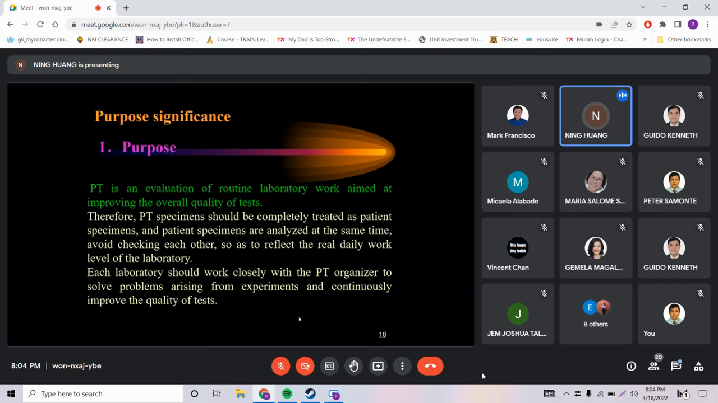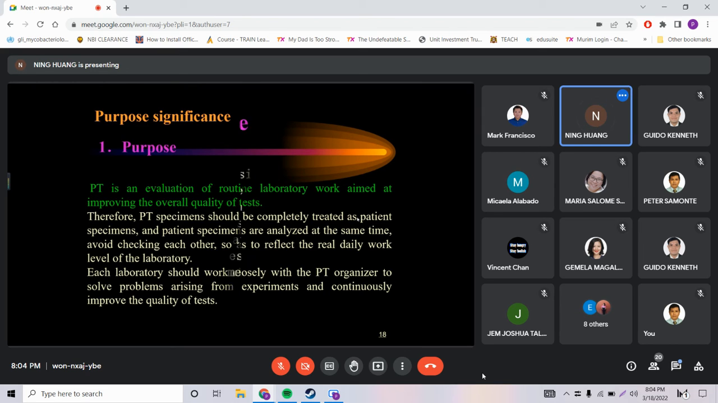Purpose and significance. Firstly, purpose. PT is an evaluation of routine laboratory work aimed at improving the overall quality of tests. Therefore, PT specimens should be completely treated as patient specimens and analyzed at the same time, avoiding tracking each other, so as to reflect the real daily work level of the laboratory. Each laboratory should work closely with the PT organizer to solve problems arising from experiments and continuously improve the quality of tests.